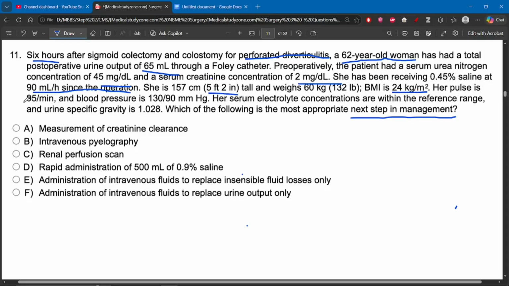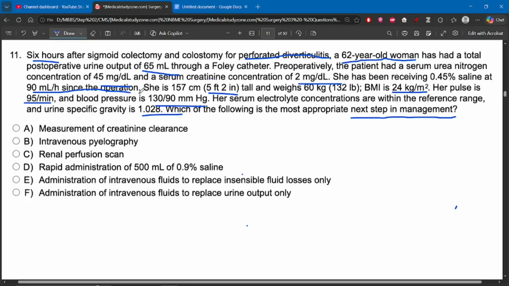Her pulse is 95 and blood pressure is 130 by 90. Her serum electrolyte concentrations are within the reference range, and urine specific gravity is 1.028. Which of the following is the next step in management? Okay. First of all, let's look at the values that are given in the question to see if they are normal or what the derangement in them is, if there is any.